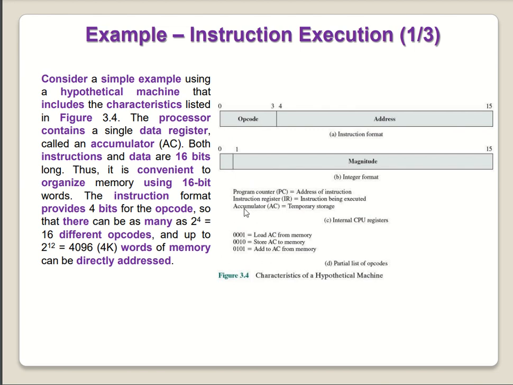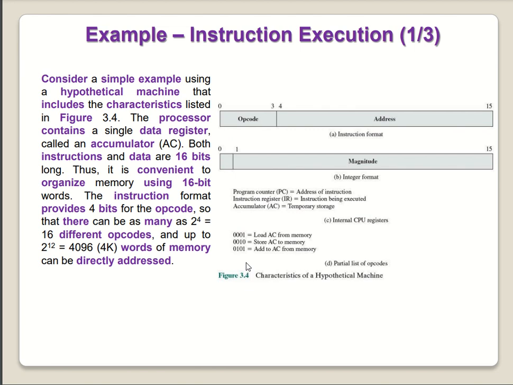Then down there are some other bits, and the explanation is given. Let's assume that the sequence of bits 0001 means the load instruction: load AC from memory. And 0010 means store AC to memory. Another one, 0101, means add the content of AC and the memory content.